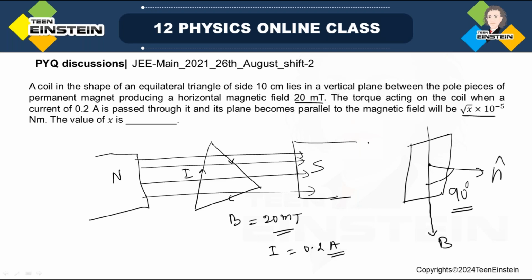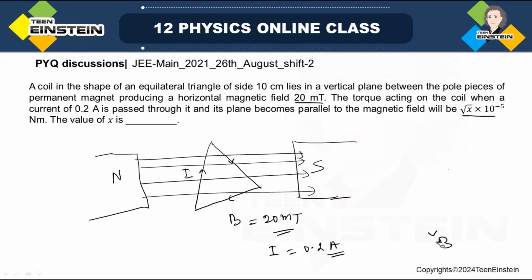Let me just give you the expression for the torque. I hope you have already learned what the torque is. Torque is m B sine theta, where m is the magnetic moment and theta is the angle between m and B.